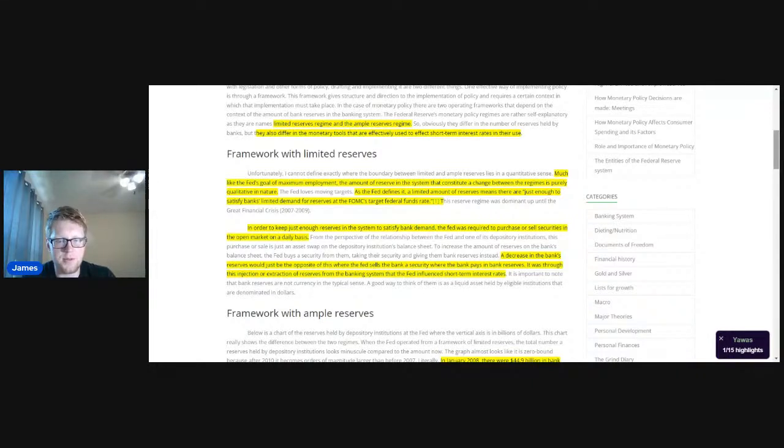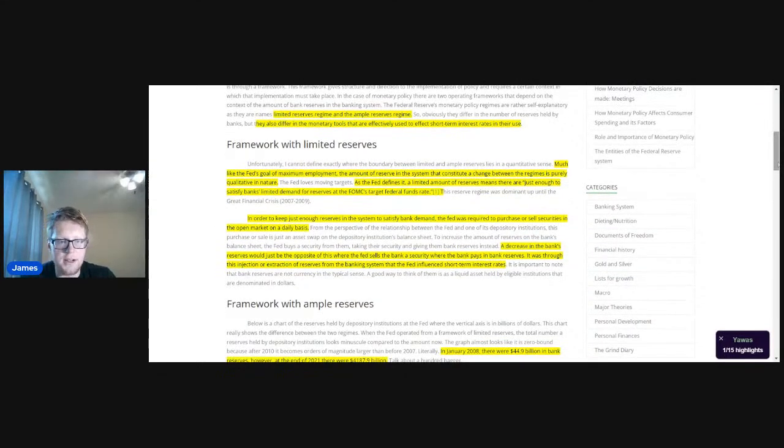So with limited reserves, from what I could tell, it's very similar to how they are with their maximum employment goal. It's rather qualitative in nature. There's no defining line, at least quantitatively, on the difference between the two frameworks. So when does the amount of reserves in the system become limited, and when does it become ample? There's not a number that they define. It's kind of defined by the markets in a way.